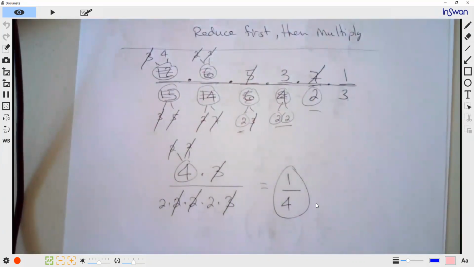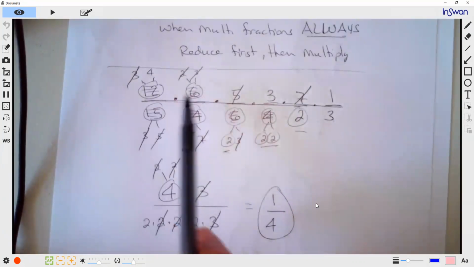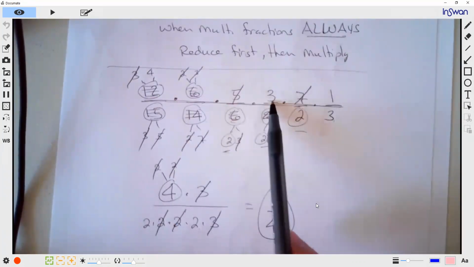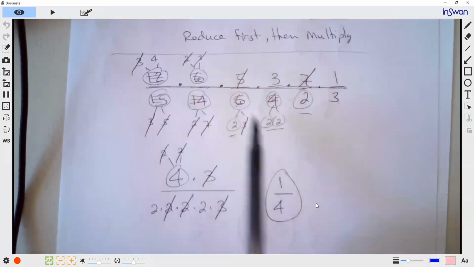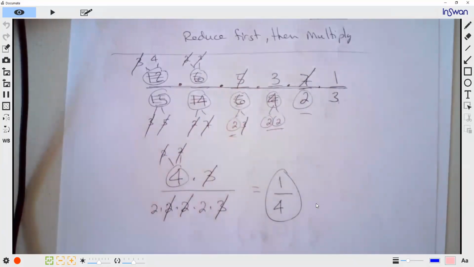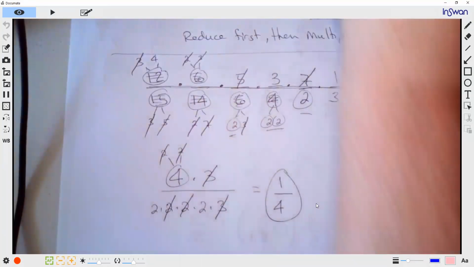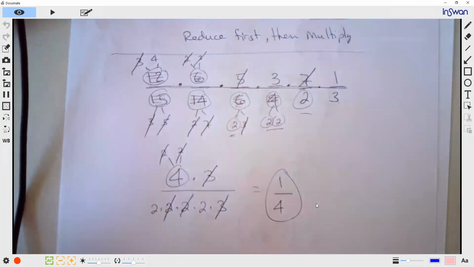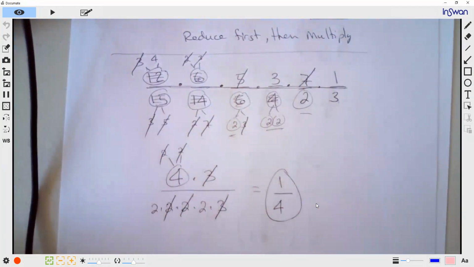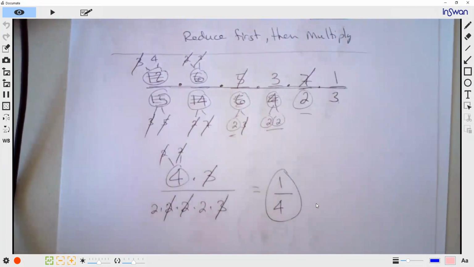That's a lot of breaking down. Exactly. And think about the way you were going to do it: 12 times 6 times 5 times 3 times 7. It's going to be huge numbers. So you do it this way, they're all a lot smaller. All you have to do is just look at them. So whenever you have fractions and you're multiplying them, reduce first and then multiply. Right, that makes sense.